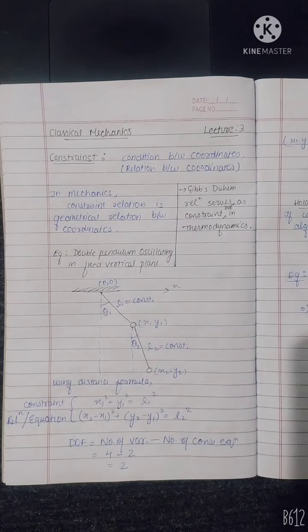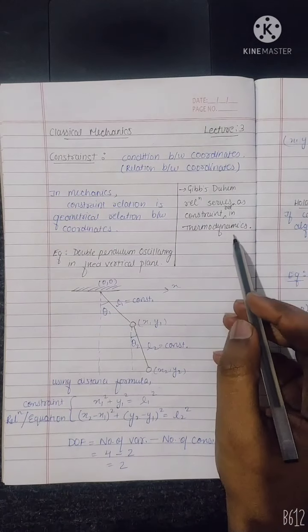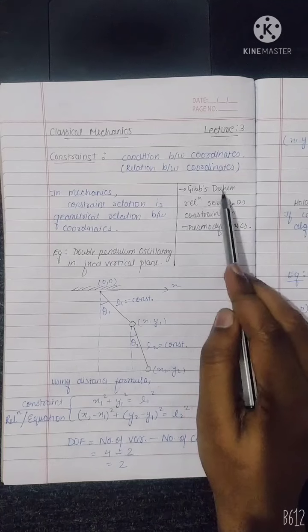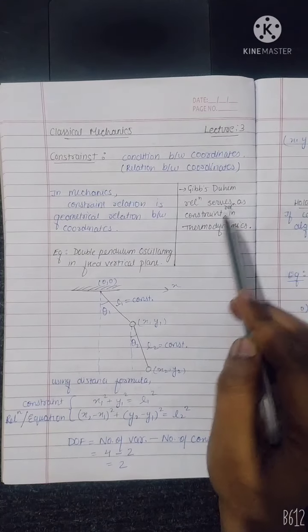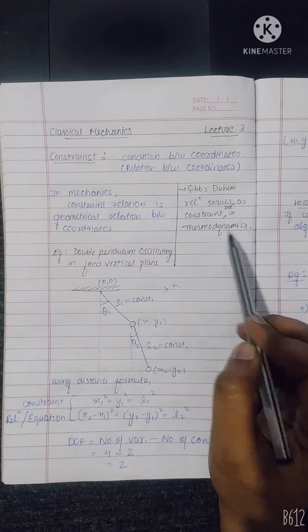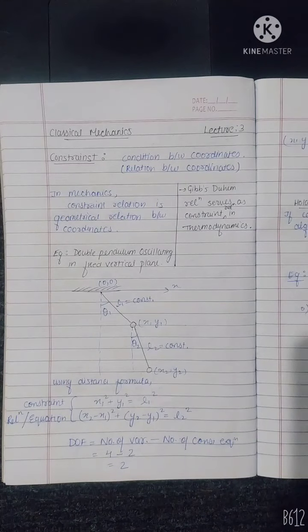Now here is written one example. Gibbs-Duhem relation serves as a constraint relation in thermodynamics. When we study thermodynamics, we will discuss about it. That Gibbs-Duhem relation is also considered as a constraint in thermodynamics. But for mechanics, what are the common constraint equations? These are basically geometric relations.